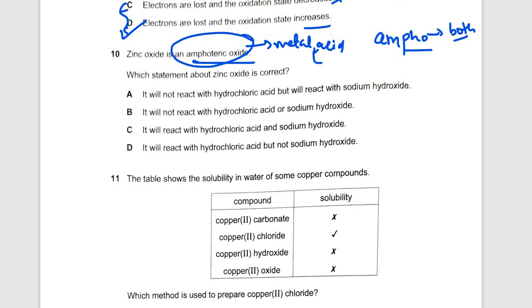So which is correct? It will react with hydrochloric acid, but it will not react with the other, so that option is gone. It will not react with such hydroxide. So option number C, because this is the only one telling you it reacts with both.